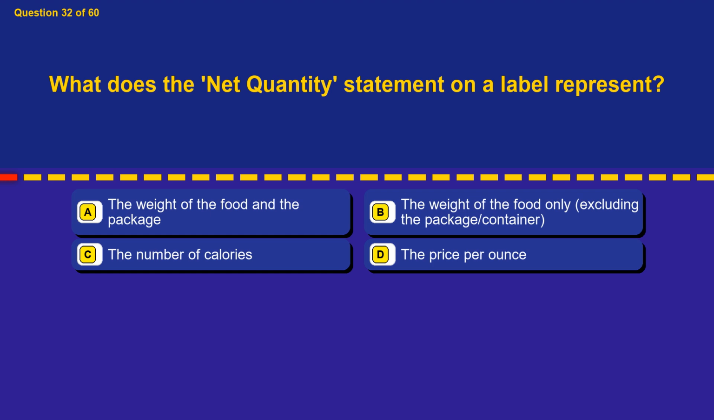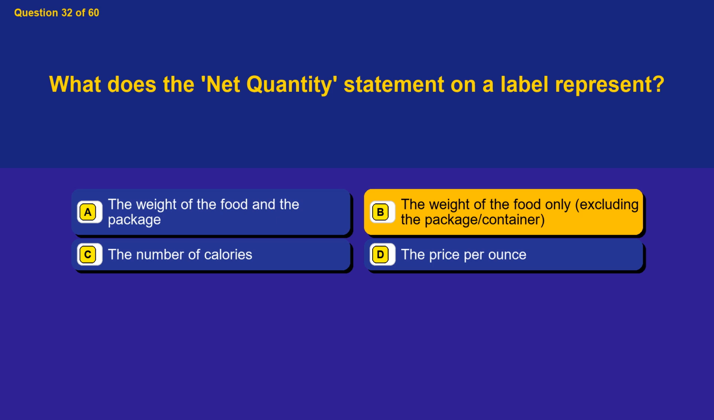Question 32. What does the net quantity statement on a label represent? Option A, the weight of the food and the package. Option B, the weight of the food only, excluding the package/container. Option C, the number of calories. Option D, the price per ounce.